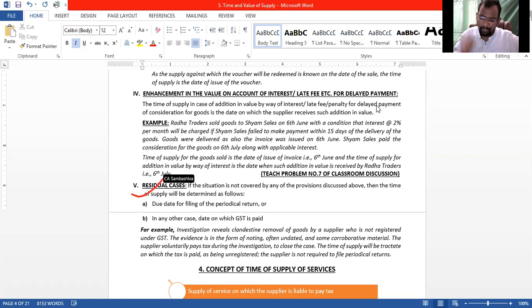So the last one, when it comes to the time of supply of goods, is residual cases. Now, what is this concept of residual cases? In India, there are so many people who are actually liable to GST registration, who are liable to the payment of GST, but are not paying and not registering themselves with the department. There are so many people, right?